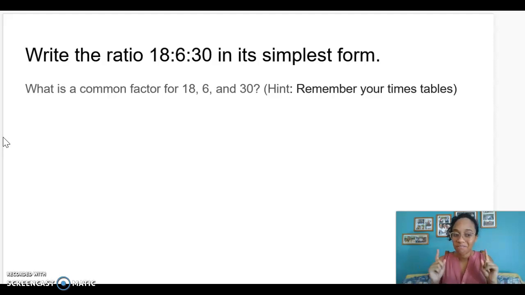So my little hint, my little trick with this, when I'm looking for the greatest common factor of 3 terms, I start with the smallest number. Why? Because smaller numbers tend to have a smaller number of factors, okay? So let's look at 6, and we can use the rainbow method to find the factors of 6. 1 times 6 is 6, and 2 times 3 is 6.